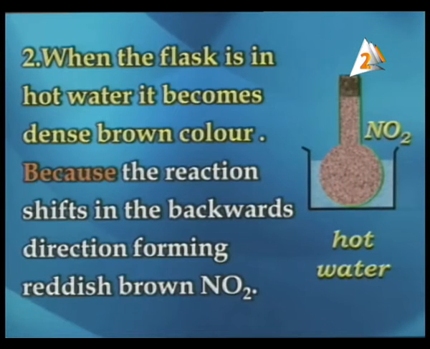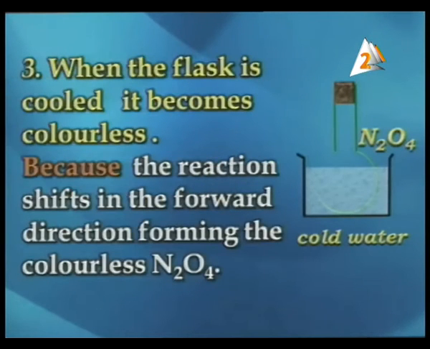Then, when the flask is in hot water, it becomes a dense brown color because the reaction shifts in the backward direction, forming reddish brown nitrogen dioxide gas. But when the flask is cooled, it becomes colorless, as the reaction shifts in the forward direction, forming the colorless dinitrogen tetroxide, as shown on the screen.